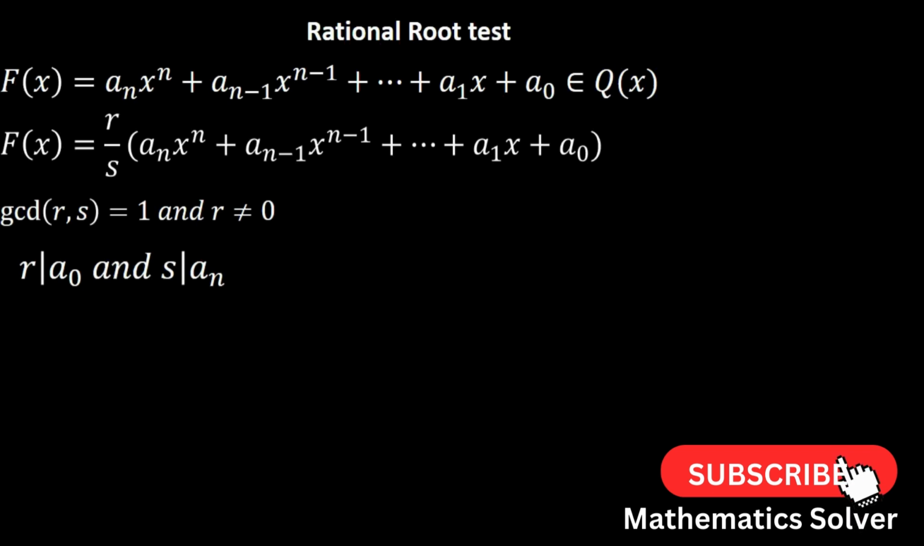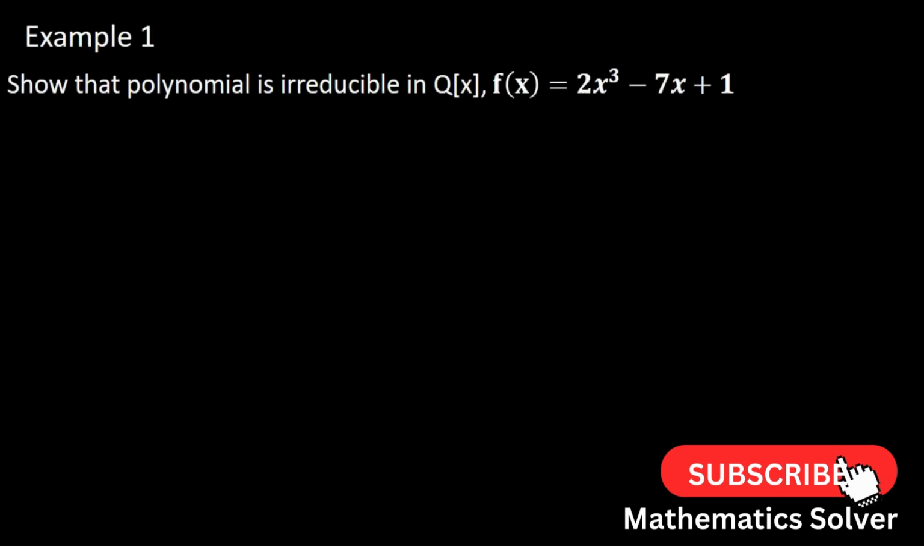Let's solve an example. We are asked to show that the polynomial is irreducible in Q of x, where the function given is 2x raised to the power 3 minus 7x plus 1. So here is the solution.